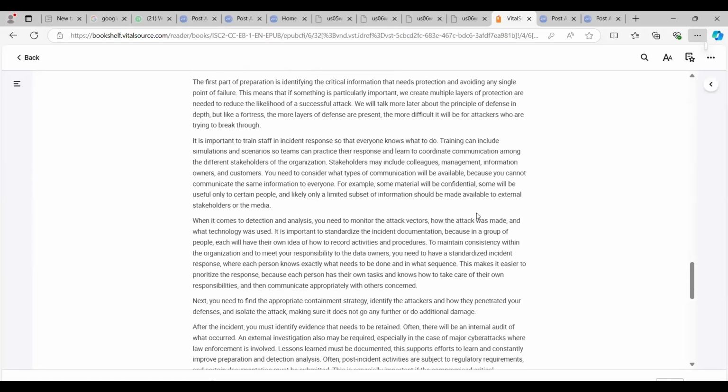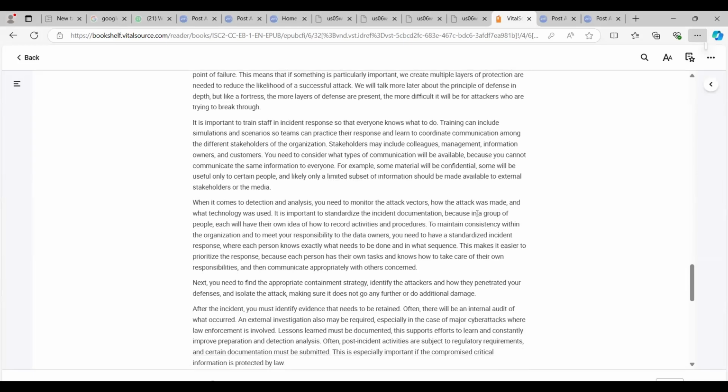So it is important to train staff in incident response so that everyone knows what to do when an incident occurs. Training can include simulations and scenarios so teams can practice their response and learn to coordinate communication among the different stakeholders of the organization. You can come up with one simulation and tell them that if you see this kind of attack, like a SQL injection attack, this is what you are going to do, you check the database and so on. It's just a simulation, it does not really occur. You are just showing them that if this kind of event occurs, this is what you are going to do.